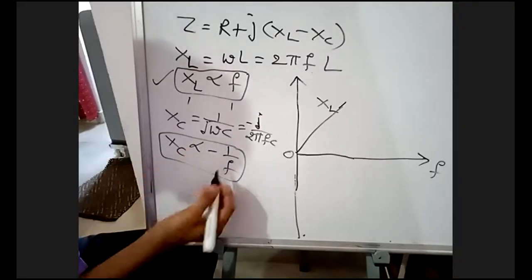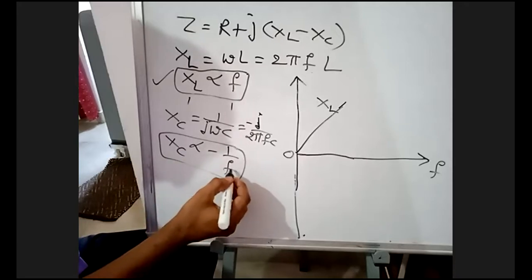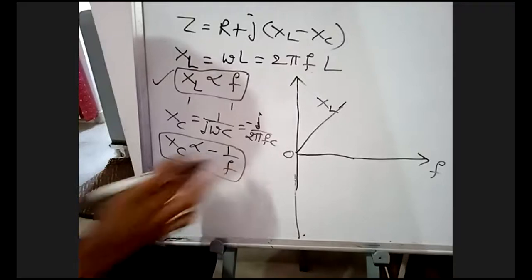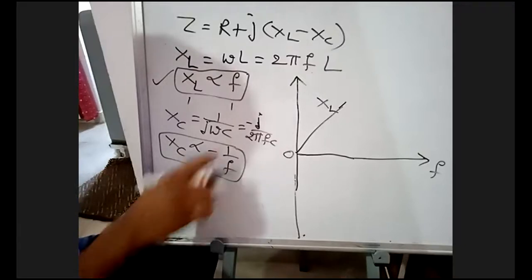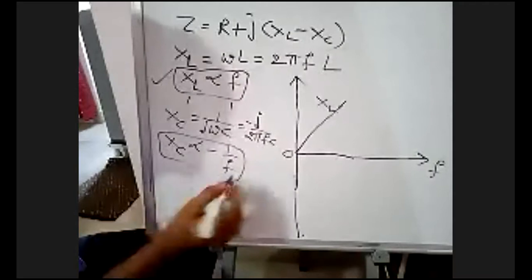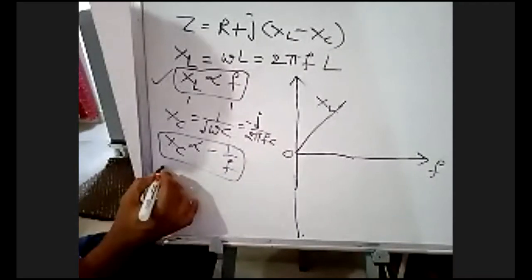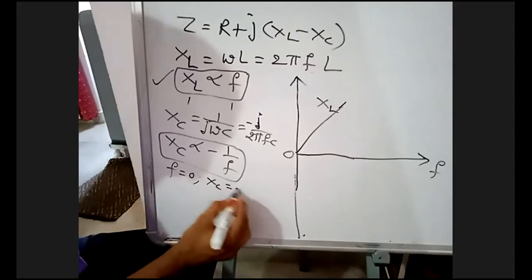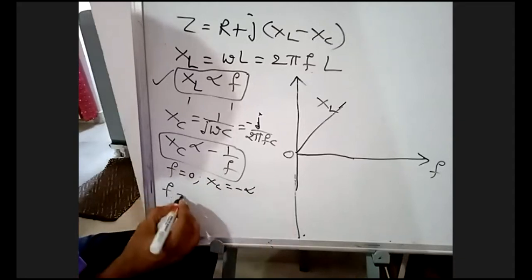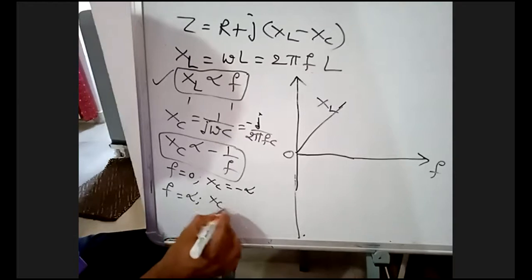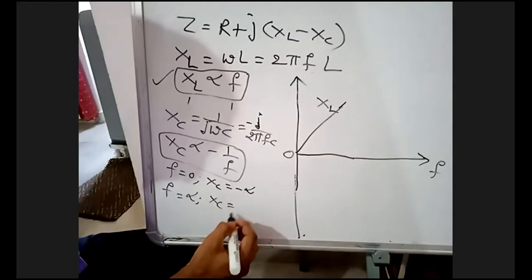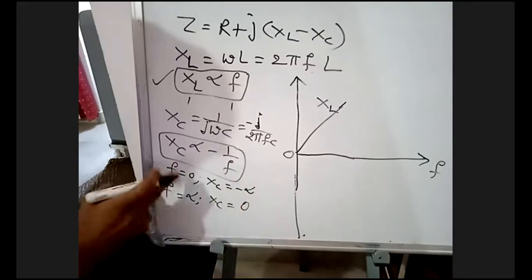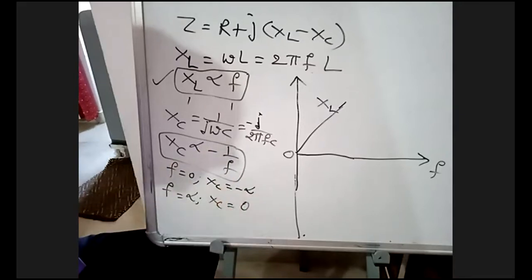Now let us take F is equal to infinity. What is 1 by infinity? 0. That means when F is equal to 0, your XC is minus infinity. When F is equal to infinity, your XC is 0. 1 by infinity is 0. That means your curve will vary from minus infinity to 0.